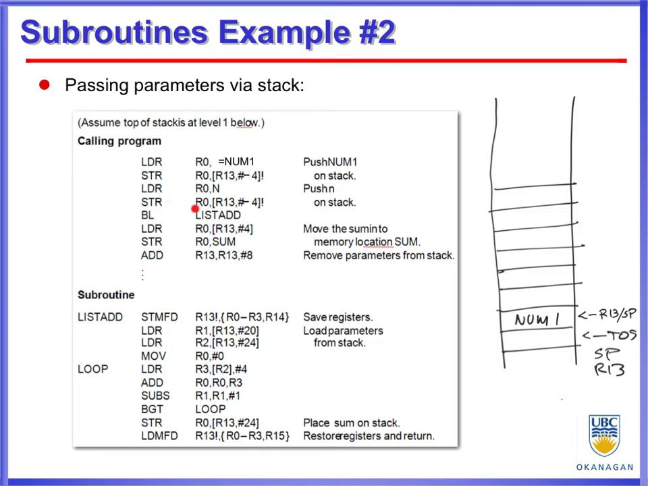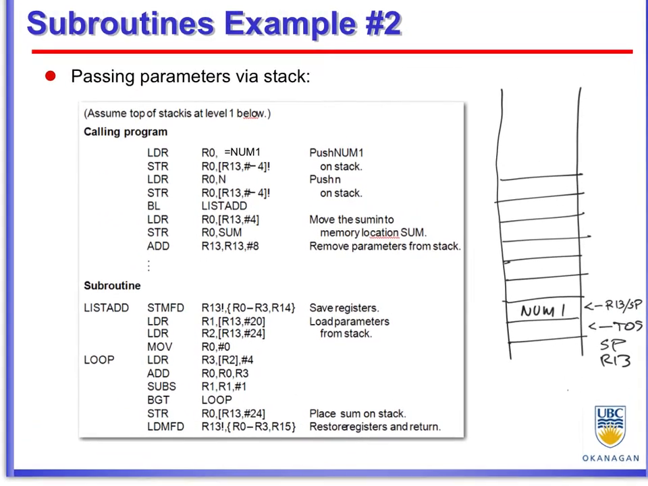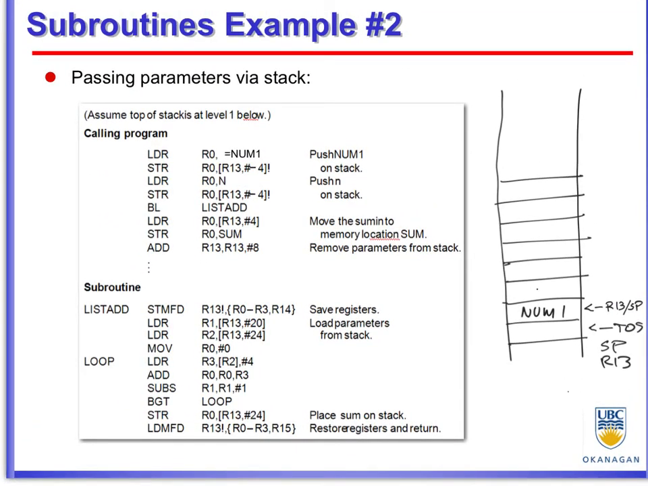And now we're going to store the contents of R0, small n, again at R13 minus 4. Okay, R13 is currently pointing here, so R13 minus 4 would be pointing here. And we're going to store small n there. And now R13 points here. R13 is our stack pointer, again, because we have write back here. So those first four instructions just push our two parameters onto the stack.